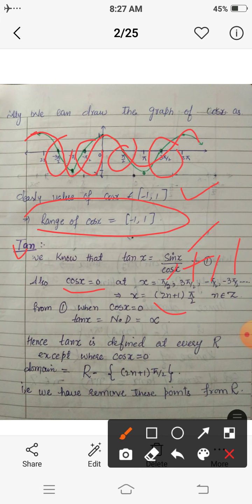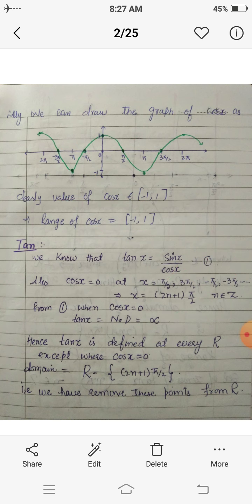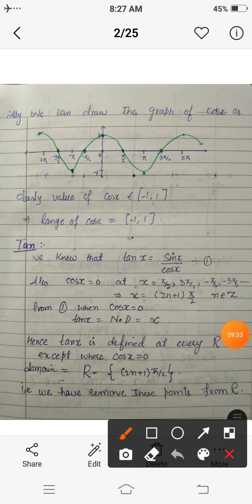So from tan x equals sin x upon cos x, when cos x is 0, tan x becomes undefined, or we cannot define tan x in R. So this means that tan x is not defined when cos x is 0.